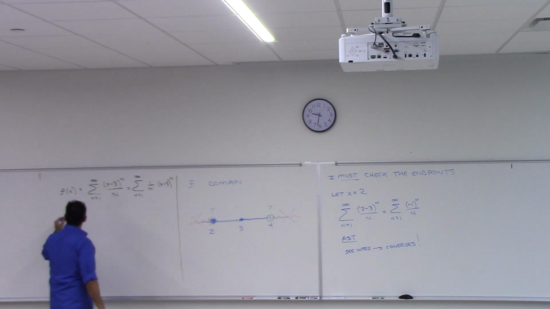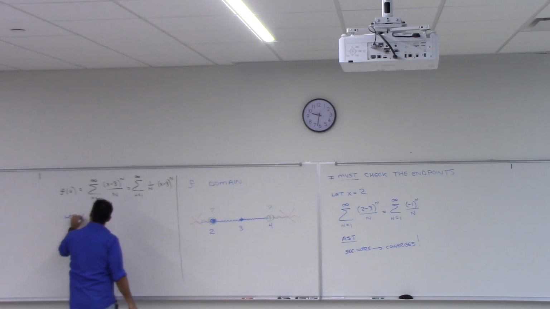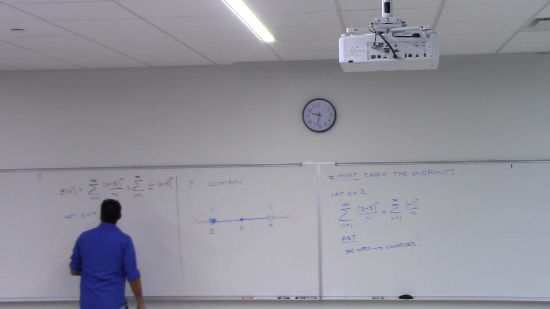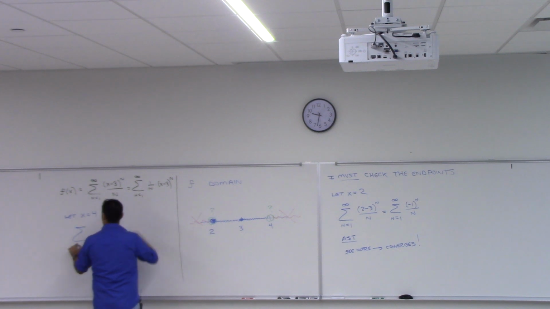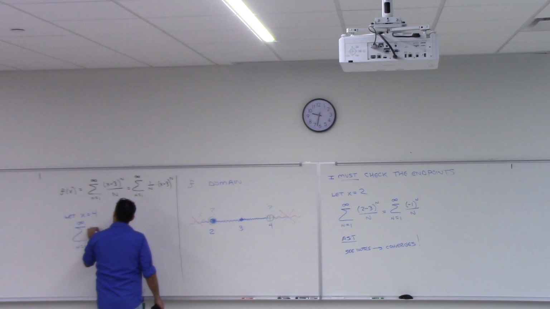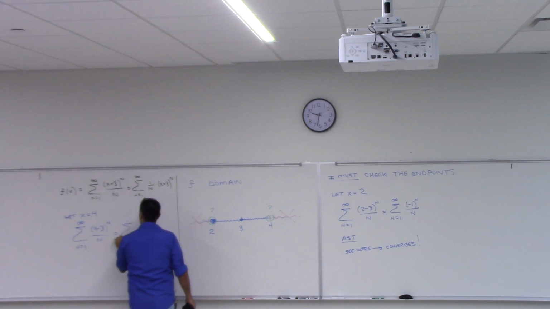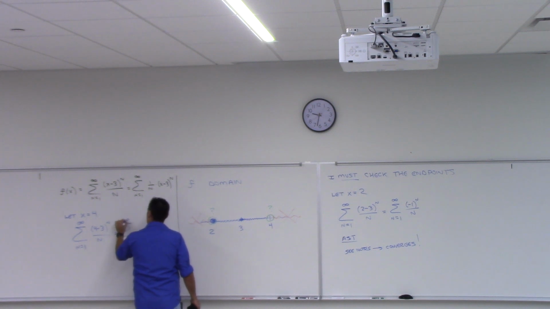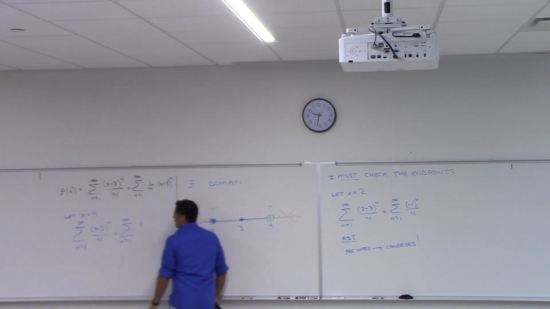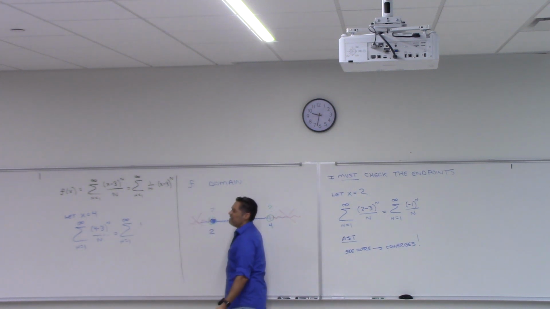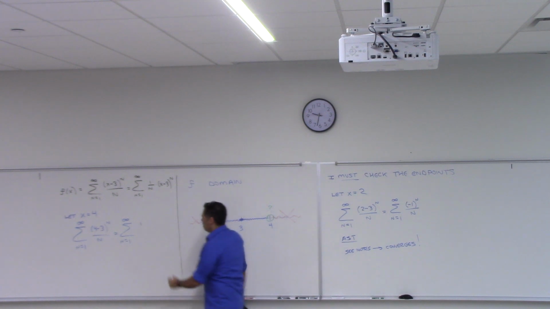All right, so let's let x be 4. Now if x is 4, we rewrite the original series, n equals 1 to infinity. This time we get 4 minus 3 to the n over n. And that's just the sum from n equals 1 to infinity of 1 to the n over n, right? But 1 to the n is just 1, isn't it?